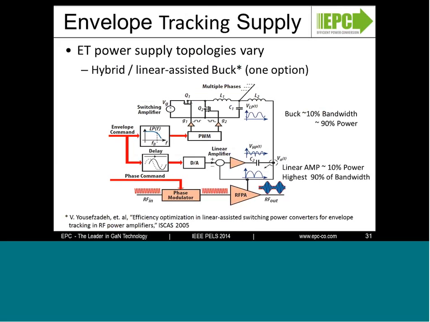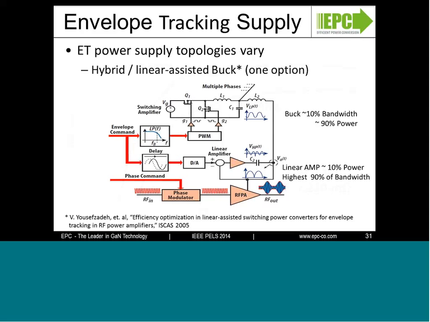So looking at one possible option shown here, there's a hybrid approach which uses a linear assisted buck. So what you have is a buck converter, and it handles a lower portion of the bandwidth and a higher portion of the power. And then the linear amplifier handles a lower portion of the power and the majority of the bandwidth. But again, you need a very fast switching buck converter to make these types of solutions viable.